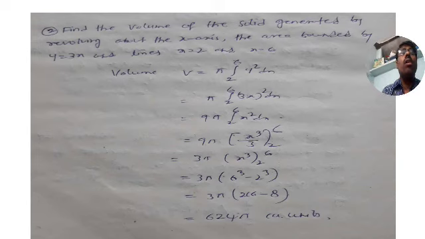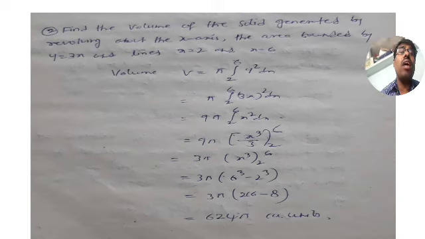This is my second problem. Find the volume of a solid. What do you have to find? You need to find the volume of a solid. Which solid? It is generated by revolving about the x-axis the area bounded by y is equal to 3x and the lines x is equal to 2 and x is equal to 6.